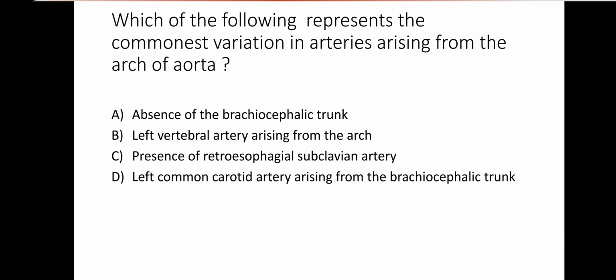So, the question is, which of the following represents the commonest variation in arteries arising from the arch of aorta? We all know about the arteries arising from the arch of aorta. Option A is absence of brachiocephalic trunk. Option B is left vertebral artery arising from the arch. Option C is presence of retroesophageal subclavian artery, and option D is left common carotid artery arising from the brachiocephalic trunk.